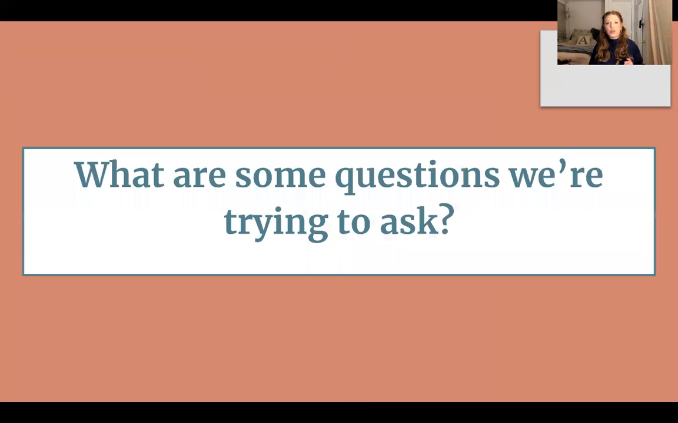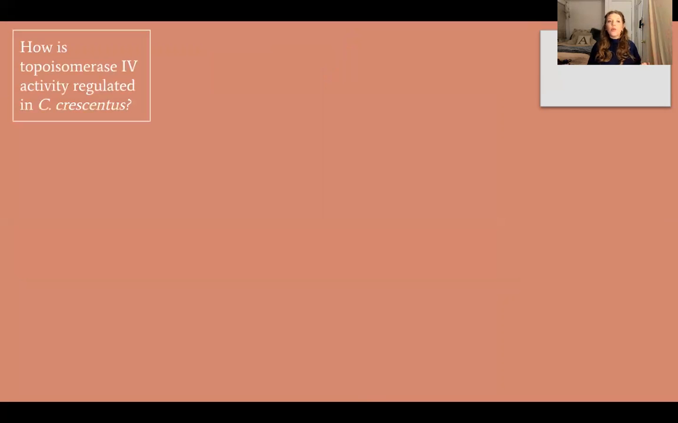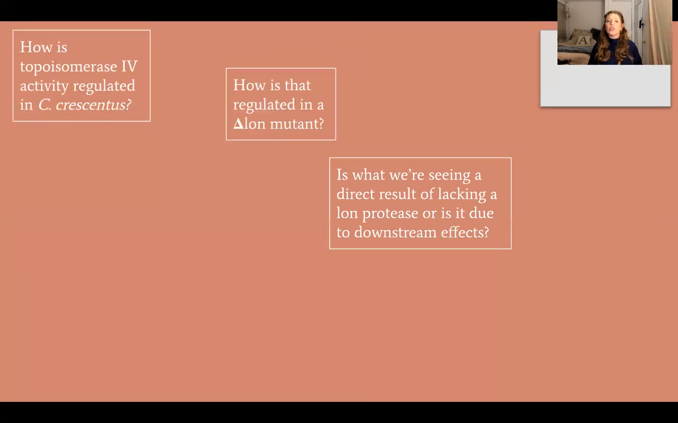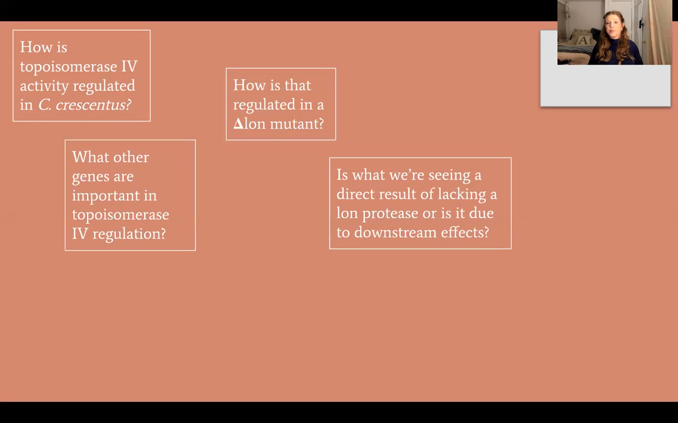So what are some of the questions that we're trying to ask? How is topo4 activity regulated in Caulobacter crescentus? How is it regulated specifically in a delta lon mutant? And is what we're seeing a direct result of a lack of Lon protease, or is it due to downstream effects? As in, does the Lon protease directly interact with topo4, NstA, or GapR, or is it something else? We're also trying to look at what other genes are important in this topo4 regulation.